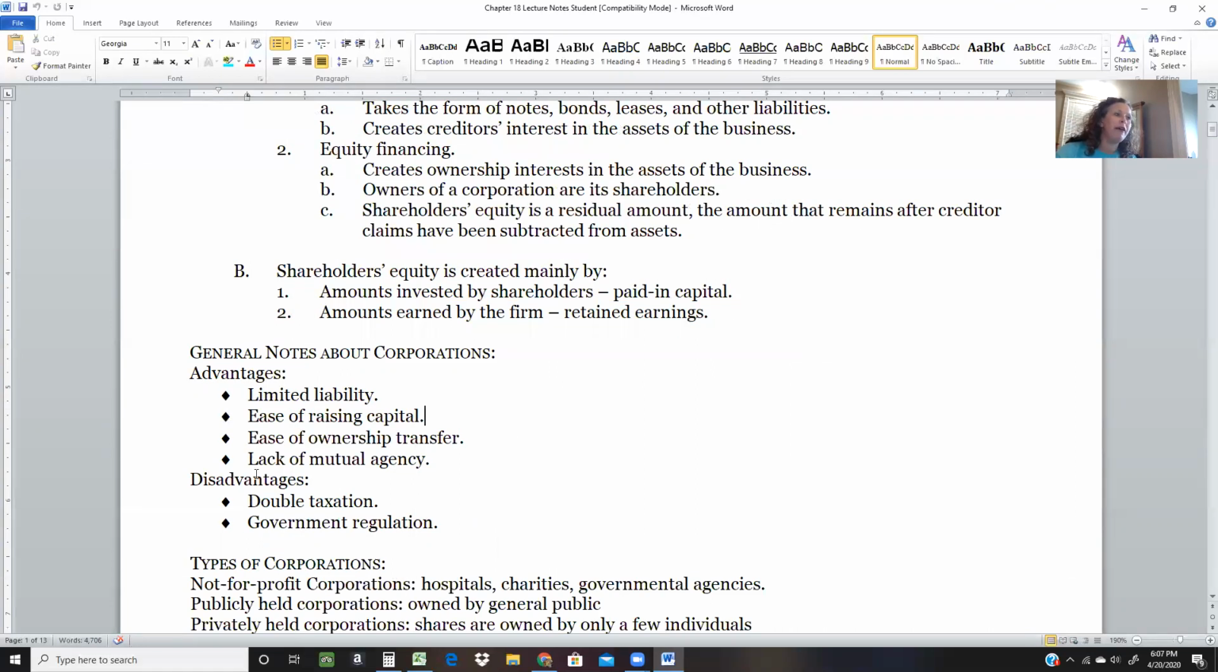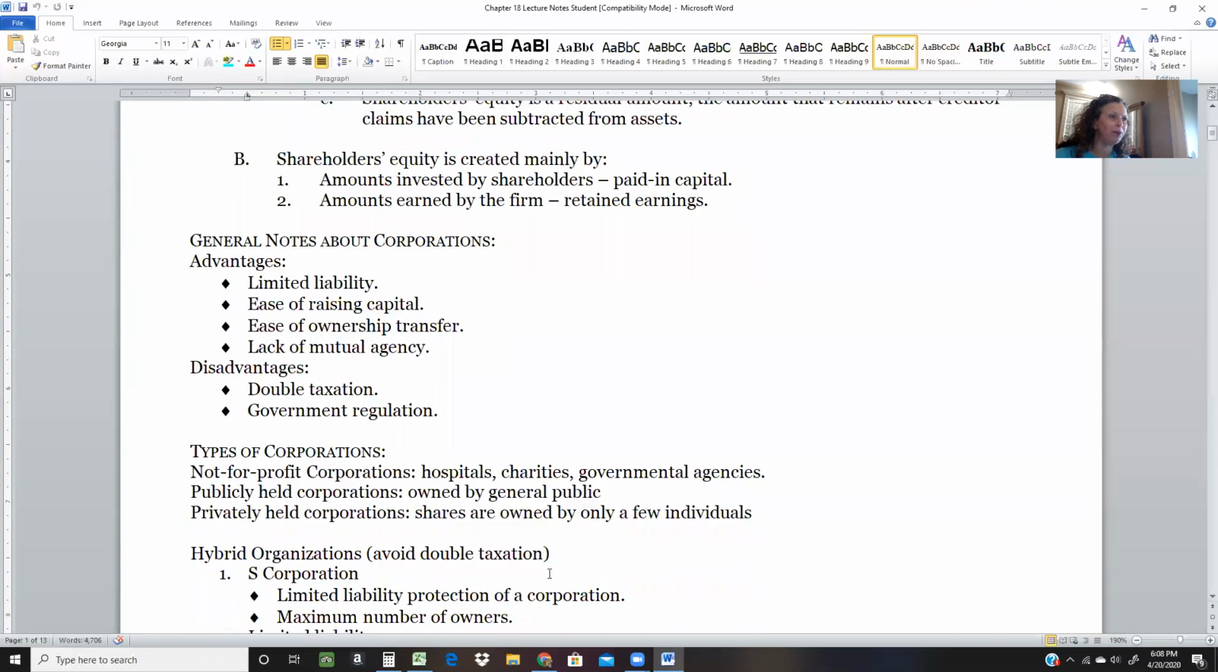And so disadvantages, double taxation and government regulation are the 2 big ones. Double taxation means that if you are a corporation, you pay corporate taxes. And so if your net income of the corporation is $100,000 and you pay 35% in taxes, you pay $35,000 in taxes. But then if you take that $100,000 of net income and you distribute it to owners, then they pay tax on that money as dividend income, and that $100,000 got taxed twice. So that's called double taxation. So just some general types of corporations.